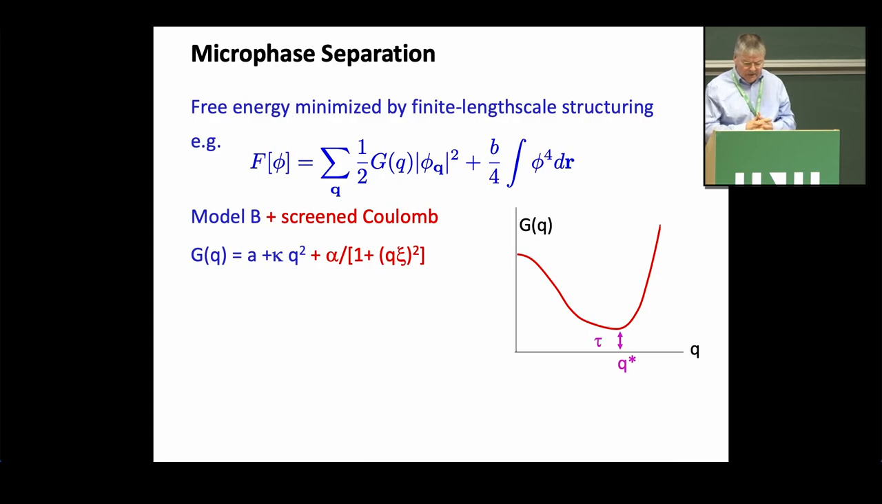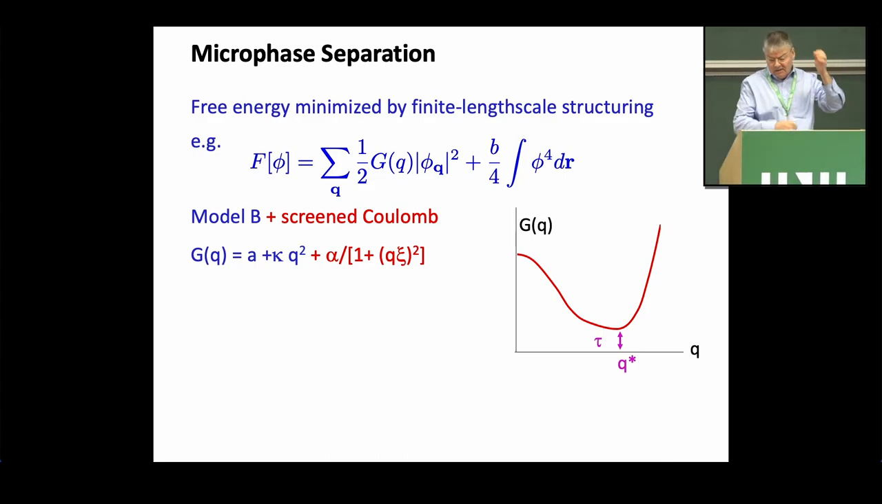So this is microphase separation. So it's easy enough to design, again, could be polymers, could be any other material, design a material for which the free energy itself is minimized by, for example, a layered structure. And in soft matter, that's usually called microphase separation.